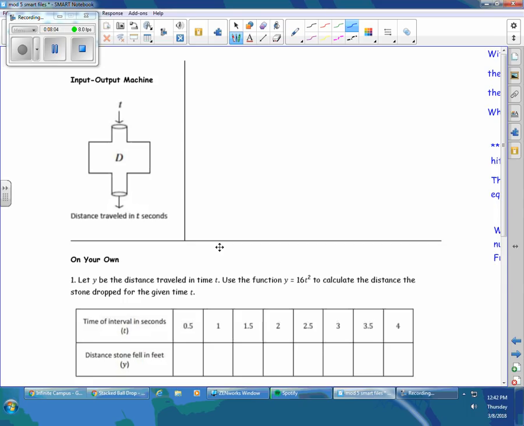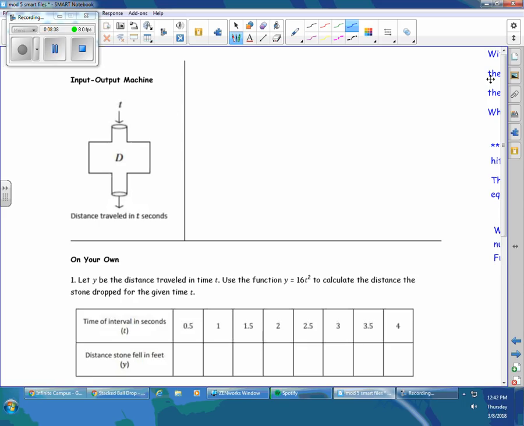Hopefully you're making a connection back to elementary school when you were learning different math functions. We're going to use our input-output machine example to try to talk about the example with the dropping ball and see what we come up with.